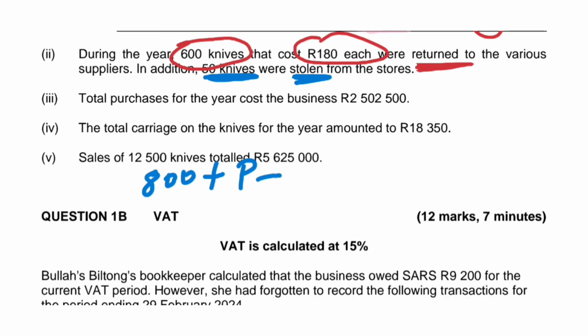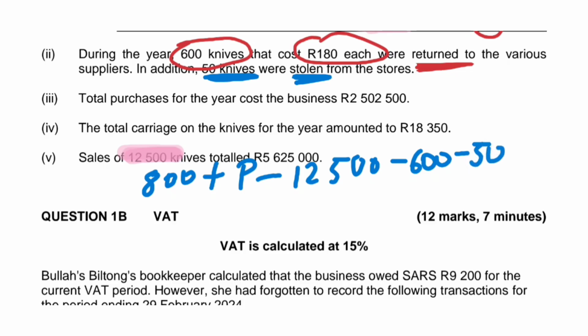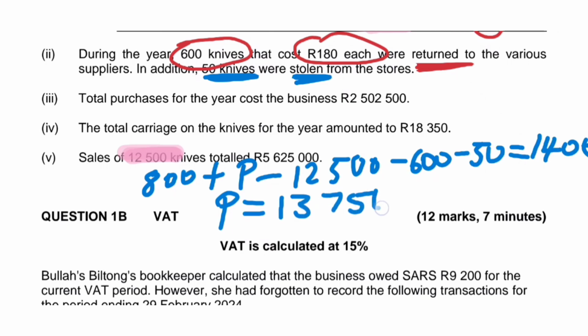And we sold 12,500. This is the 12,500 that we sold. We returned 600 knives. Maybe we didn't like them. They did not live up to their promises. And we know that some people stole 50 knives. And all this should give us the knives that we are left with at the end of the year, which is 1,400. What we do is we solve for P, right? So we'll have 1,400 plus 12,500 plus 600 plus 50 minus 800. We find that we purchased 13,750 knives during the financial year.